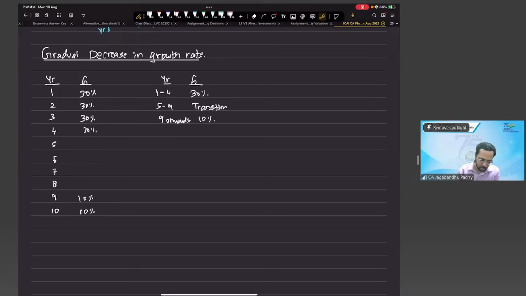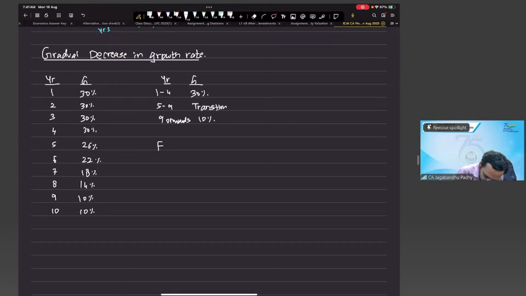But if I want a gradual, more prominent and easier fall in the growth rate, we can have it like this from 30. Let's say in the fifth year it falls to 26%, then it falls to 22, then 18, then 14, and then finally to 10%. Right? Yes, correct. So the gradual fall that is happening, that's what we want to know.